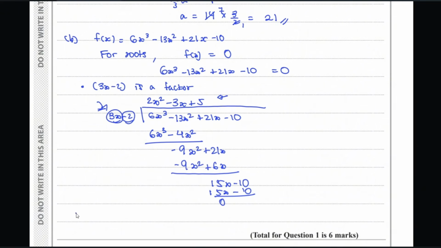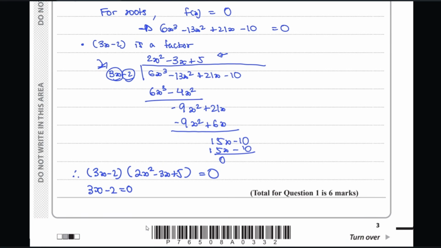So we can say, therefore, solving this equation means solving 3x minus 2 times the quadratic 2x squared minus 3x plus 5 equal to 0. So that means 3x minus 2 equals 0 and 2x squared minus 3x plus 5 equals 0. So we already have one root. 3x minus 2 equals 0 will give us x equals 2 over 3. That is one root. That is one intersection point.